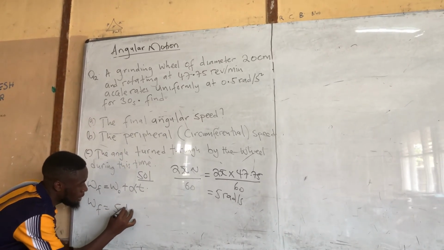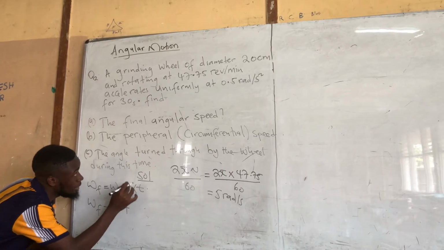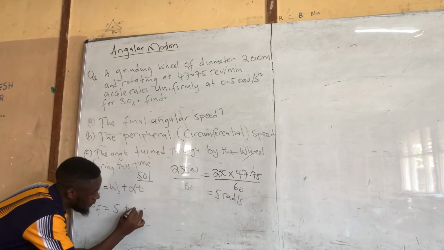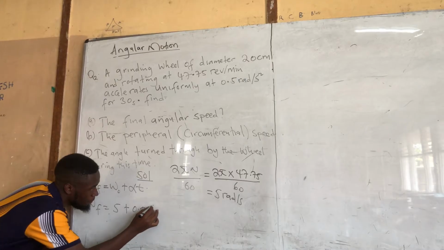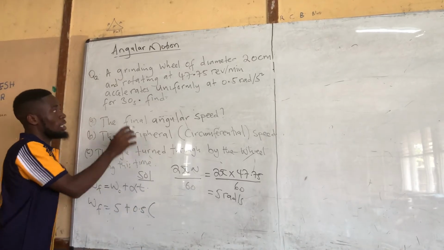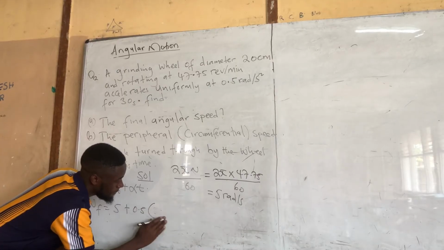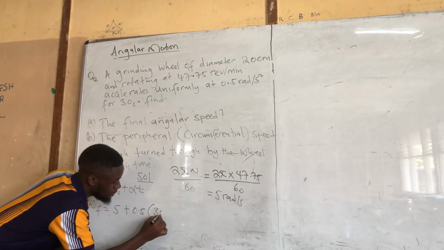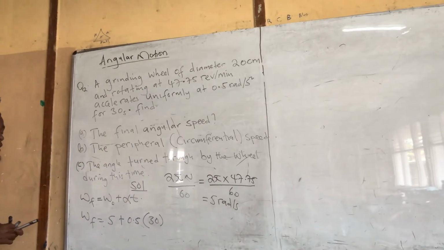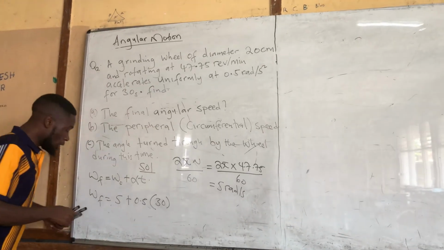5 plus, what is the acceleration there? The acceleration there is 0.5. And what is the time? The time is 30 seconds. So multiply by 30. Multiply by 30 there. So what is the answer here?